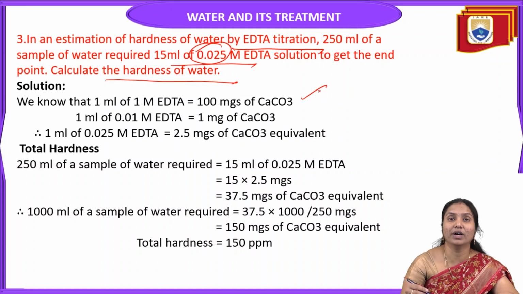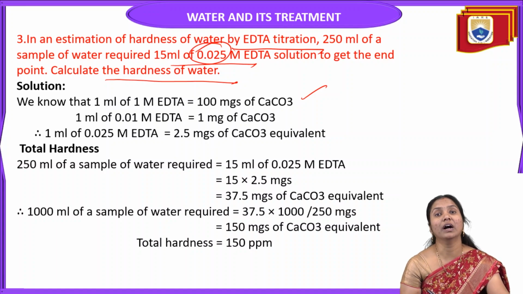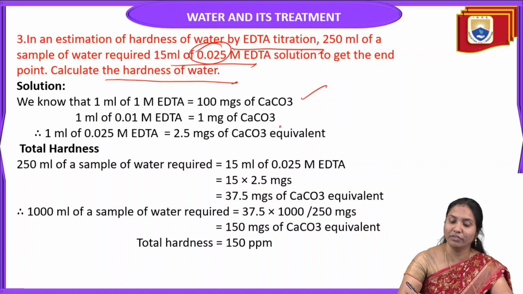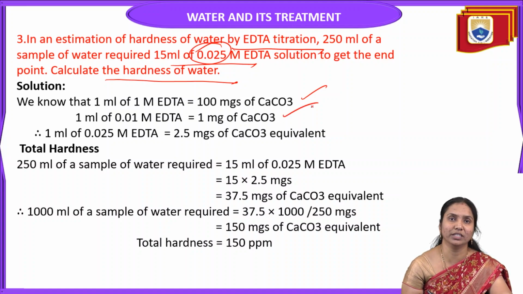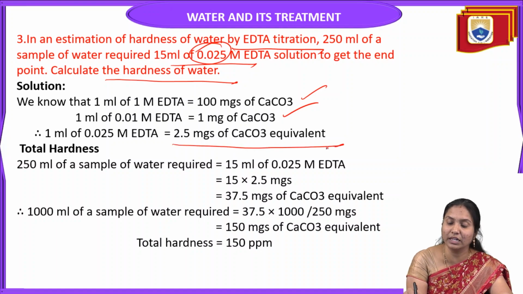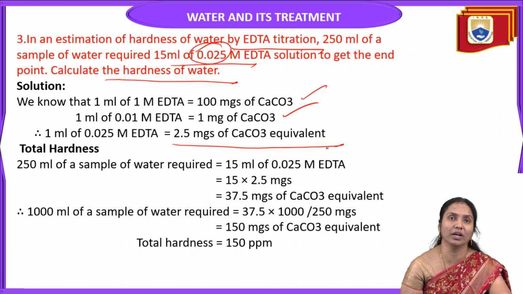We know that 1 ml of 1 molar EDTA is equal to 100 milligrams of calcium carbonate. So 1 ml of 0.01 M EDTA is equal to 1 milligram of calcium carbonate. Therefore, 1 ml of 0.025 molar EDTA is equivalent to how many milligrams of calcium carbonate? It is equal to 2.5 milligrams of calcium carbonate equivalent.